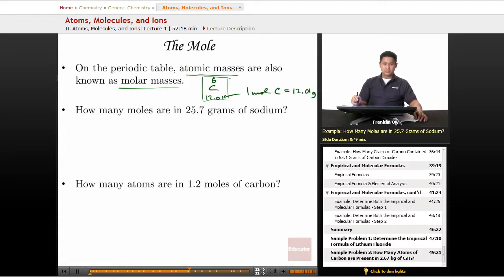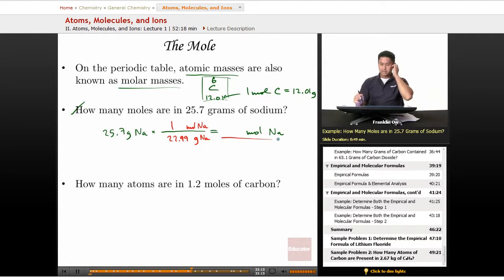Now that's going to be a conversion factor. So how many moles are in 25.7 grams of sodium? So you say 25.7 grams of sodium times something over something, and that's going to give us moles of sodium. All right, so remembering our dimensional analysis, grams of sodium is going to go downstairs, and moles of sodium is going to go upstairs. And so you just look up the value, and that's going to be 22.99 grams of sodium for every 1 mole of sodium, giving you your answer in units of moles of sodium.